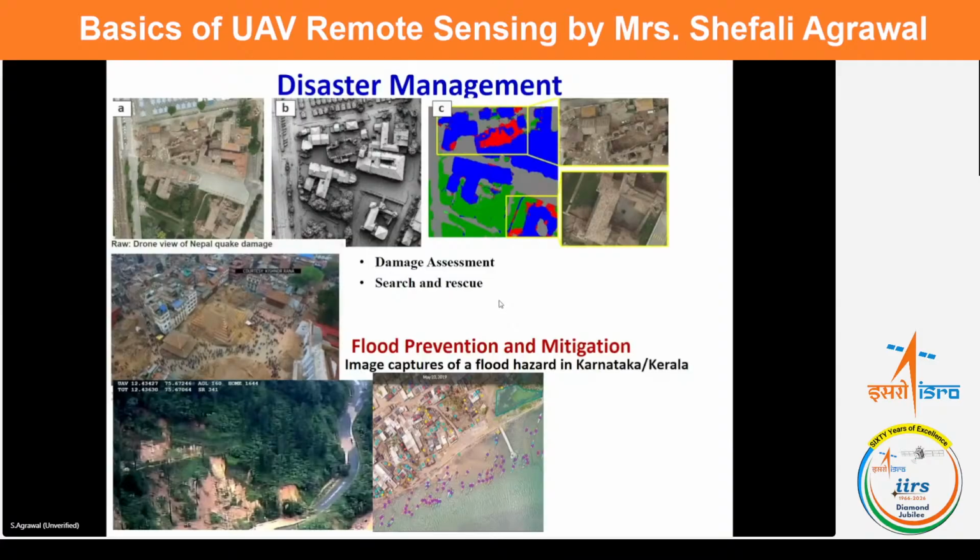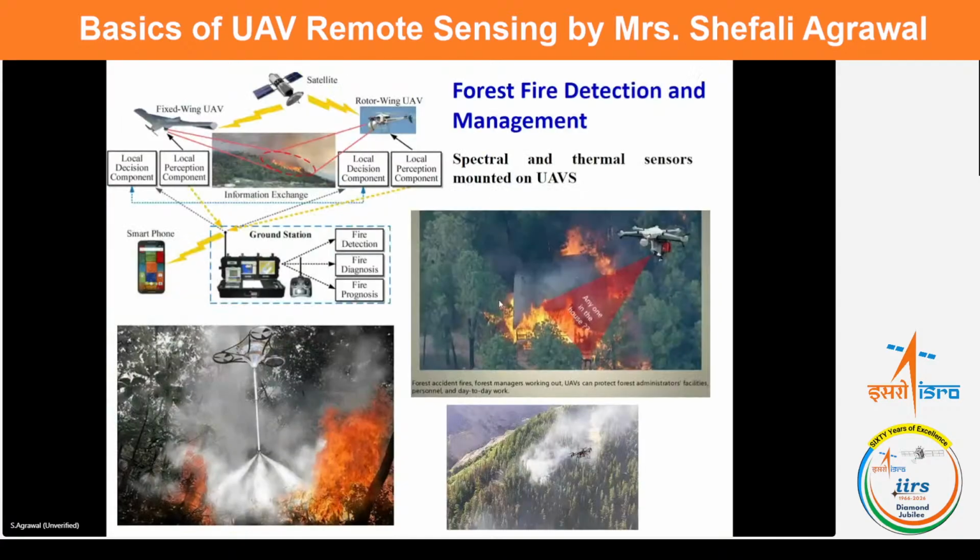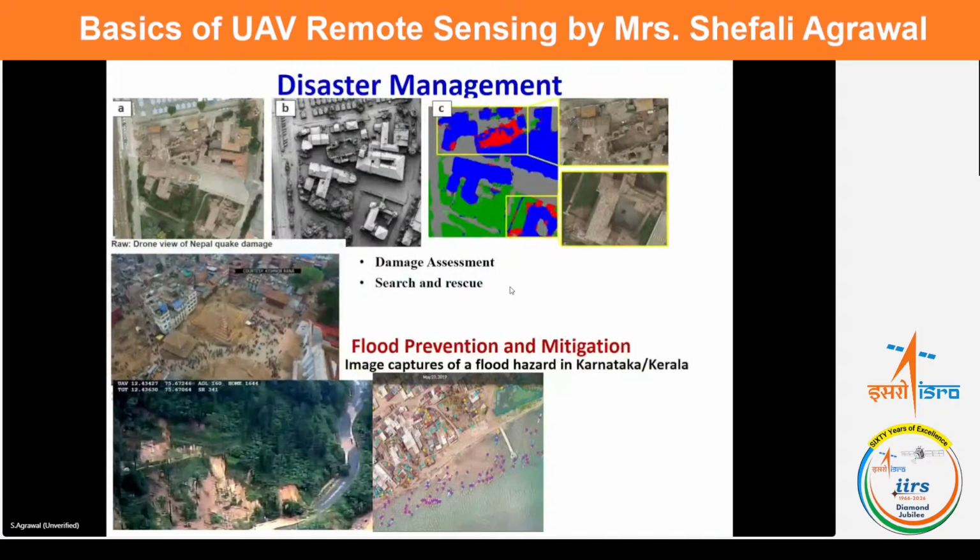Disasters, as I said, drones are used in all phases. This is an example from the Nepal earthquake, where it was used for search and rescue operations and also for post-damage assessment. In the case of floods in Kerala, it was used to give relief supplies and identify people in areas.